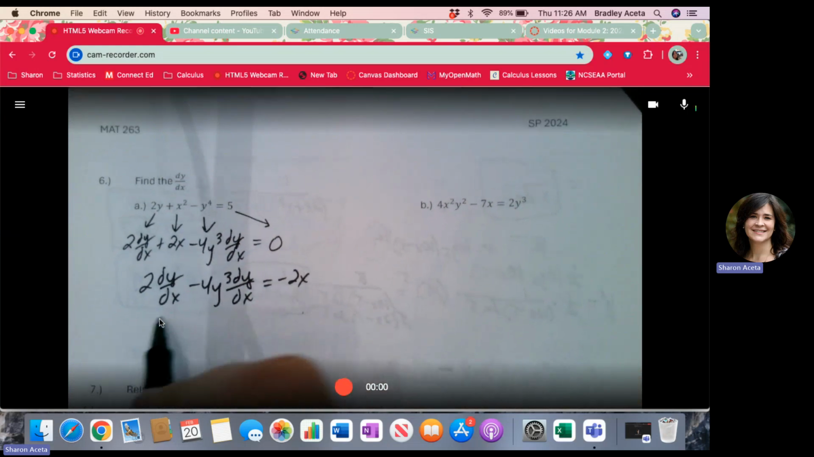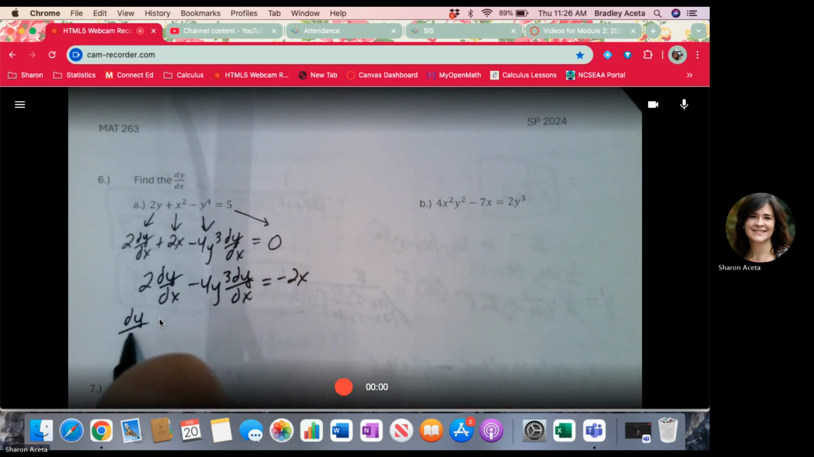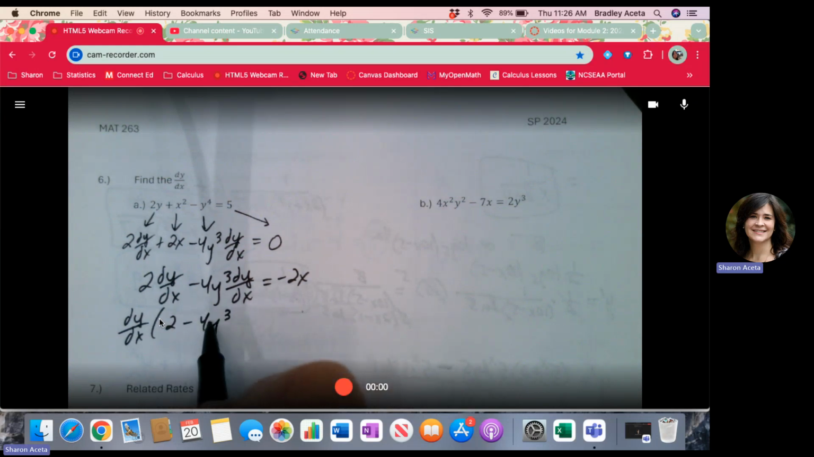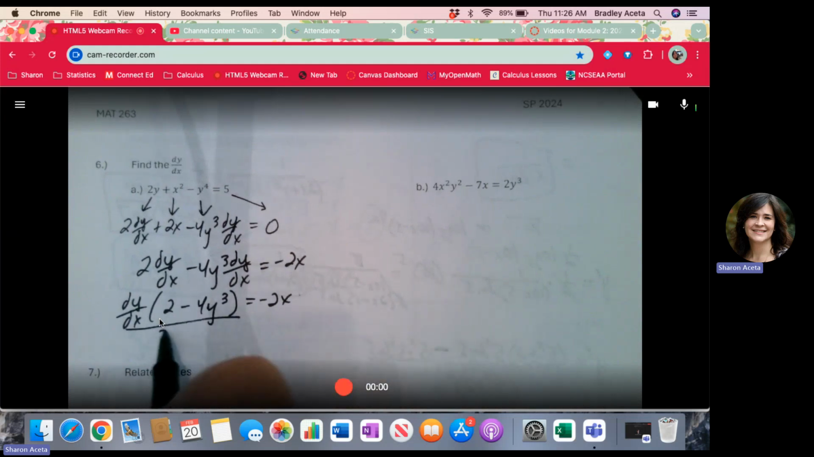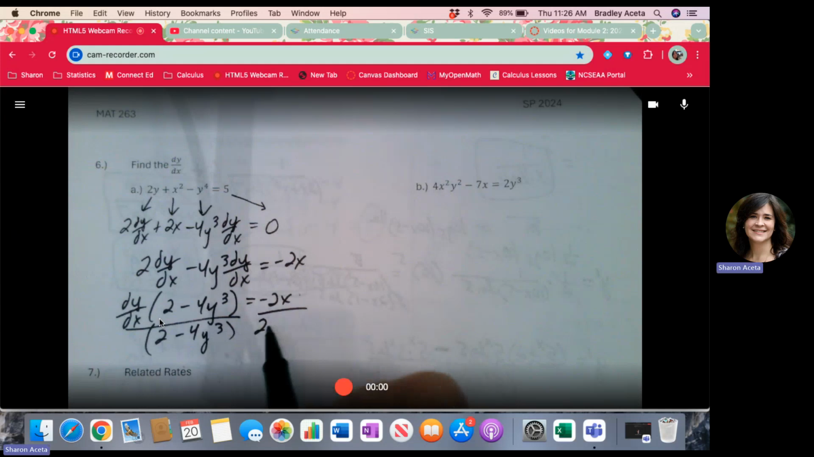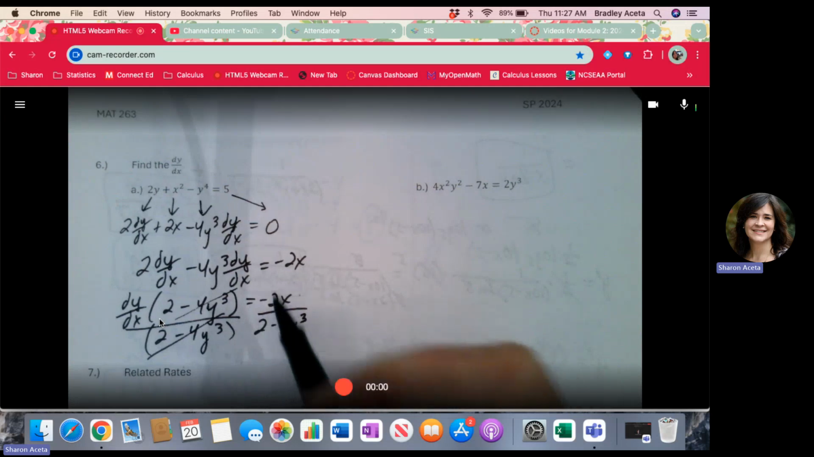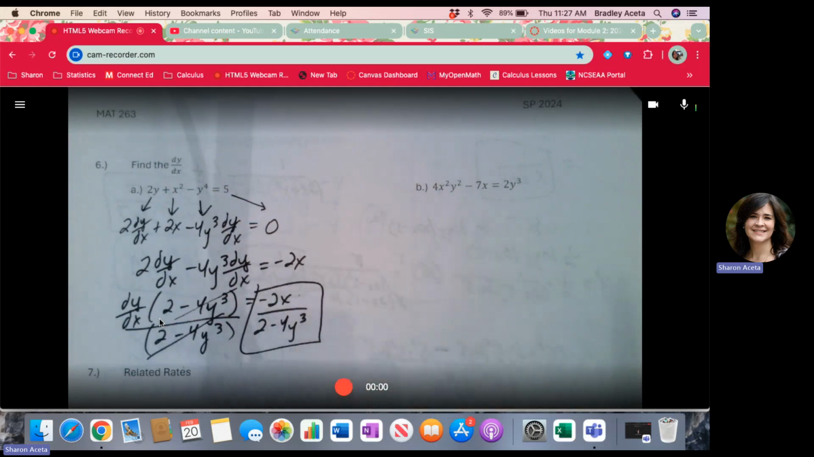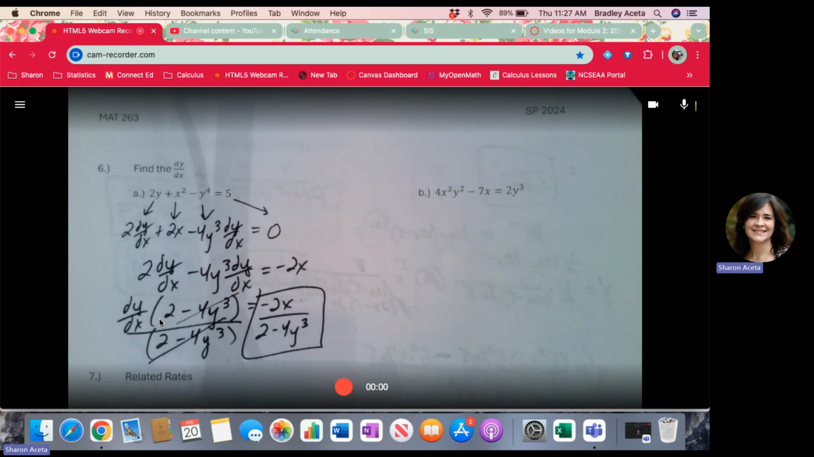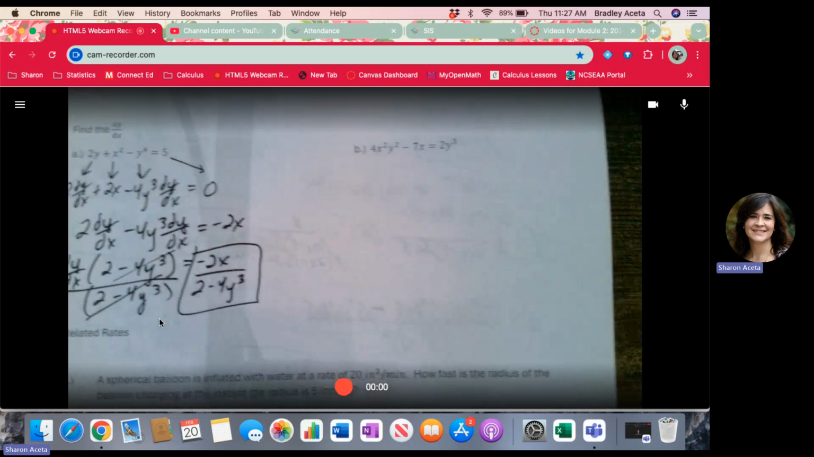I'm going to factor out the dy/dx. 2 minus 4y cubed equals negative 2x. And then I'm just going to divide by the quantity 2 minus 4y cubed. And you could reduce this if you want to. I'll actually accept this as your final answer because if we were to actually find the dy/dx, we would have an x and a y value.